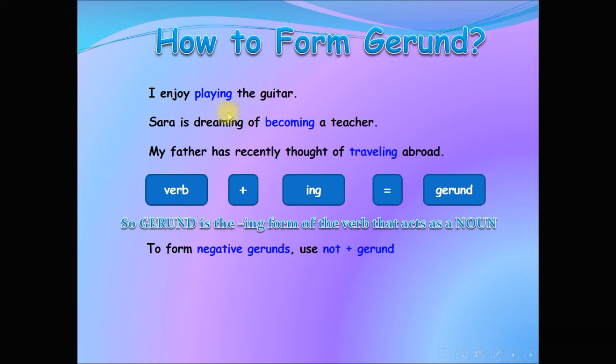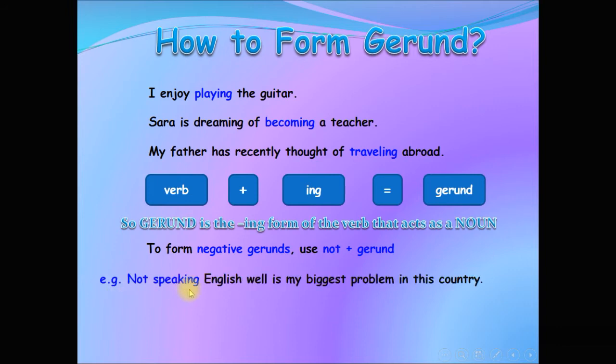How do we know that this is a noun? Because this word always follows a verb or a preposition, like of: Sarah is dreaming of becoming. So it comes after the preposition or after the verb. To form negative gerunds, we use not plus gerund. For example, not speaking English very well is my biggest problem in this country. So here we only put not before the gerund.